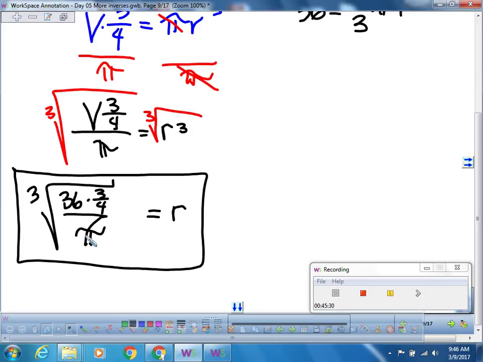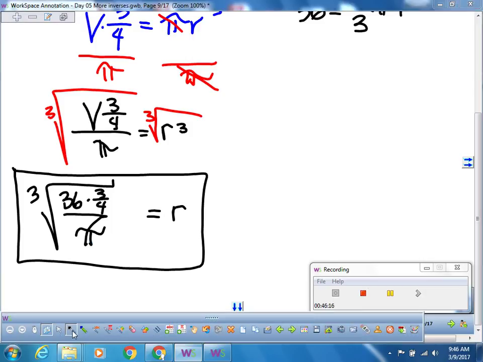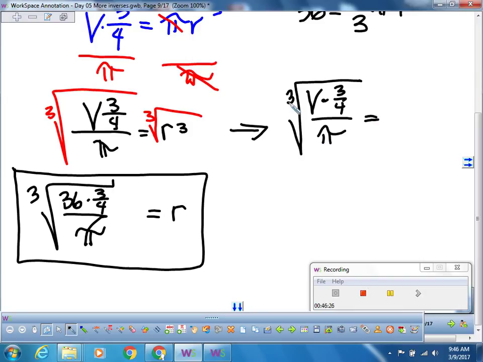This one. It's done. Right here, this step is now V times 3/4 over pi, cube root, equals r. That's the answer. I decided to solve for r. It said solve for r. R is all by itself now. Does that make sense?